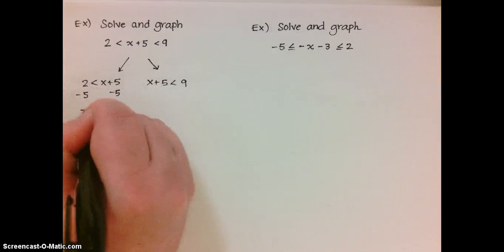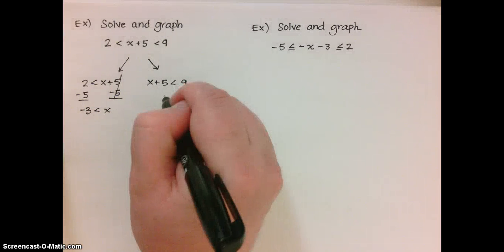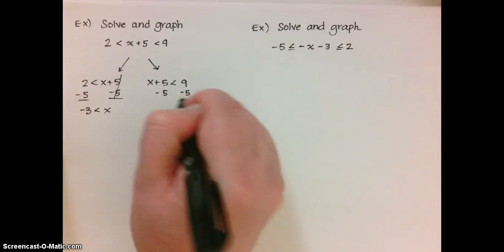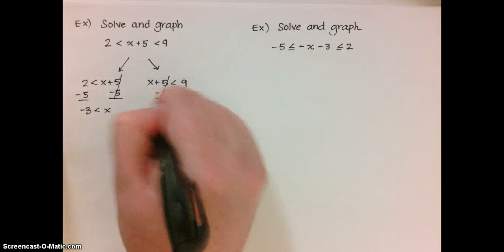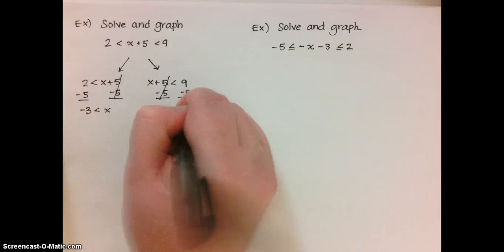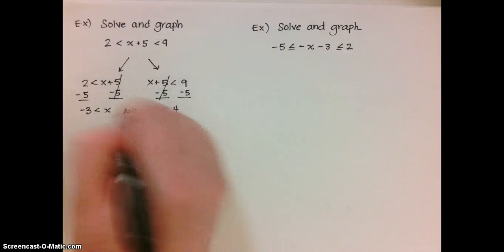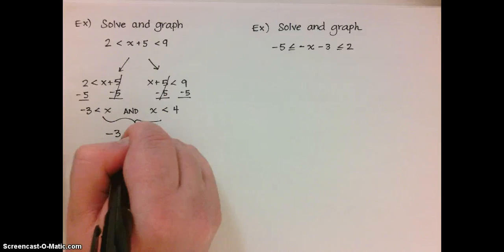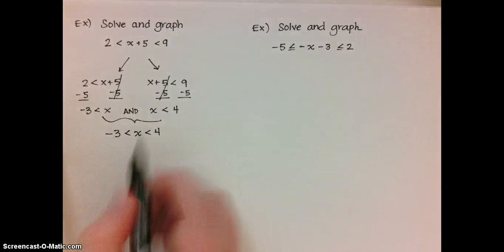And I'm left with -3 is less than x. On my opposite side, if I subtract 5 on both sides, the 5's cancel out, and I'm left with x is less than 4. And if I'm going to combine these back together again, like I had at the beginning, to rewrite the intersection, -3 is less than x is less than 4. Really wasn't that hard, was it?